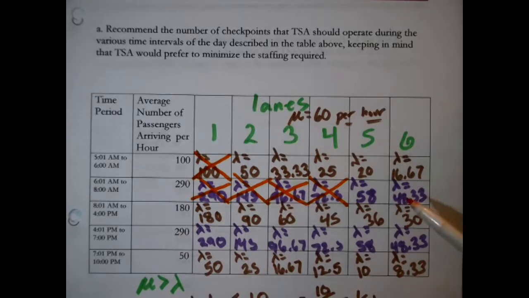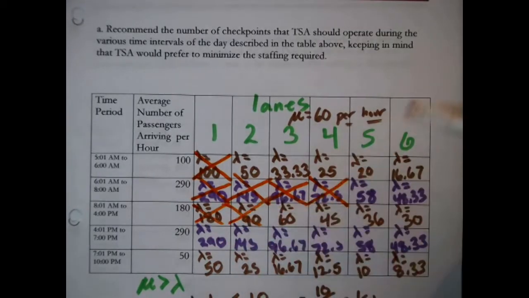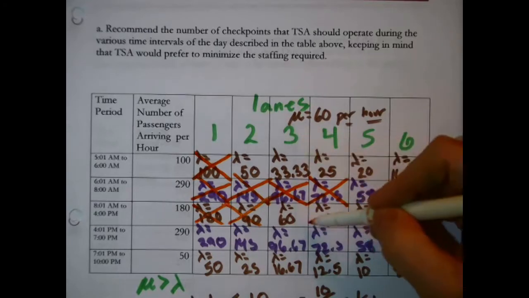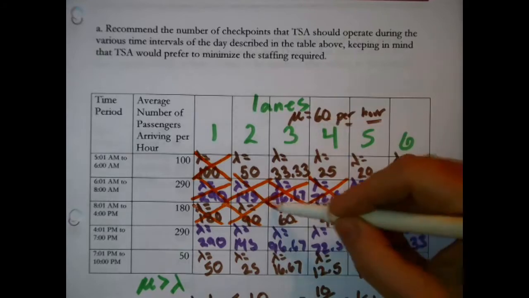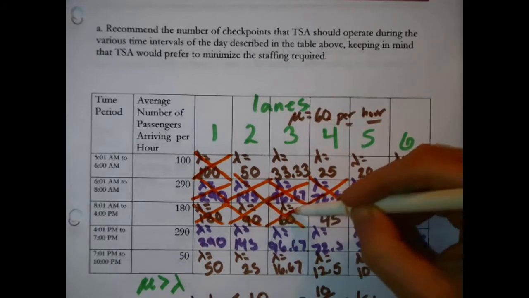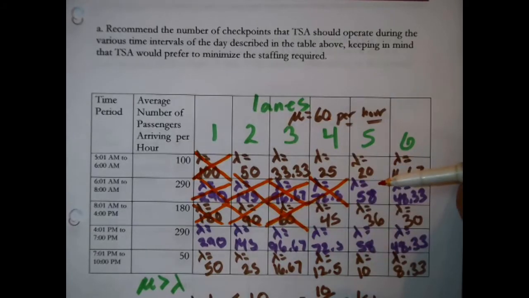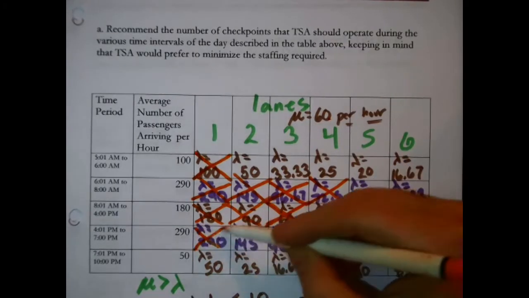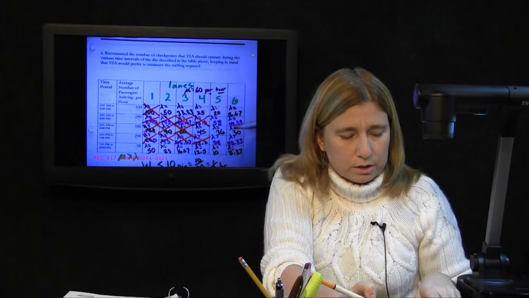Let's see, in the case of 8 a.m. to 4 p.m., none of those will work. It's interesting, right here, if you open 3 lanes, lambda is exactly 60. It exactly matches mu. That's not going to work either. Sounds like it would be nice, but mu really needs to be bigger than lambda. So I know I don't need to look at those. This is the same business about the 290. None of those scenarios make any sense.